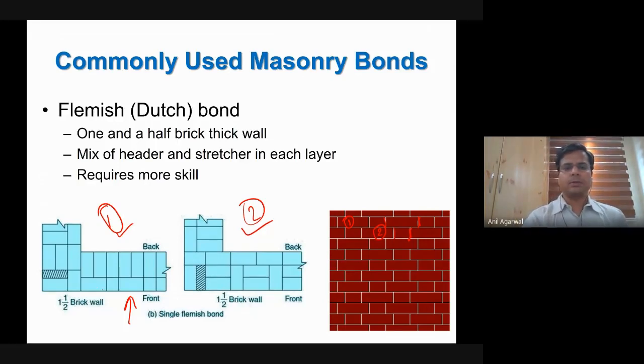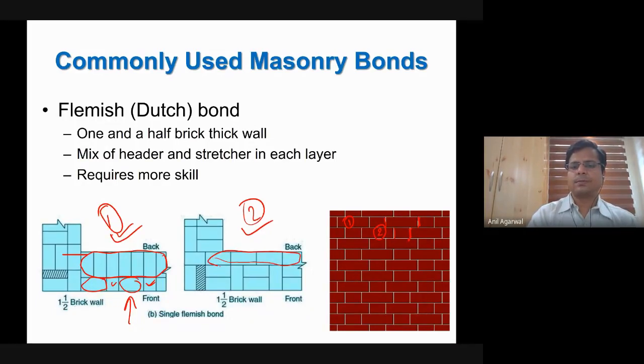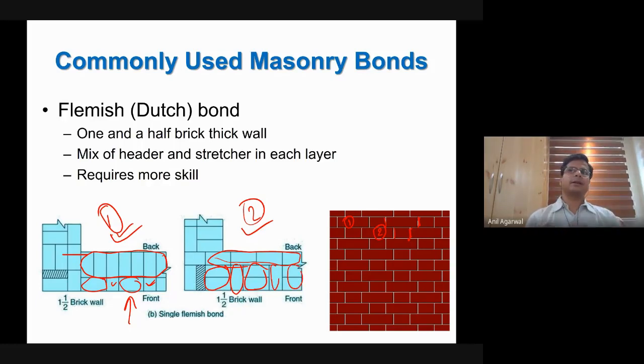In the first layer, all these bricks are in header configuration, and all these bricks, this brick is in stretcher, this is in stretcher, but there is some piece of brick that is placed, that is just one half of a brick that is placed there. Whereas in this particular case, this layer is stretcher, this layer is also stretcher, this is header, this is stretcher, this is header, this is stretcher. So basically stretcher and header configurations are mixed within each layer, and that's why this is a bit more complex and requires extra skill.